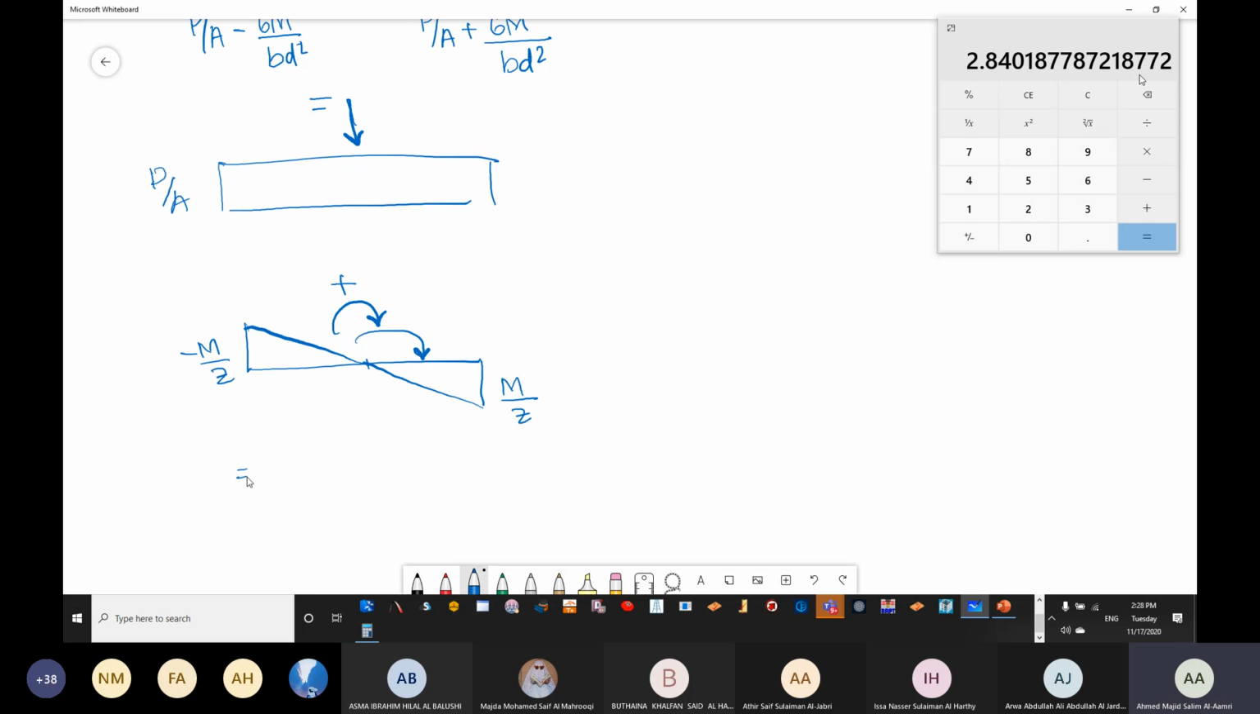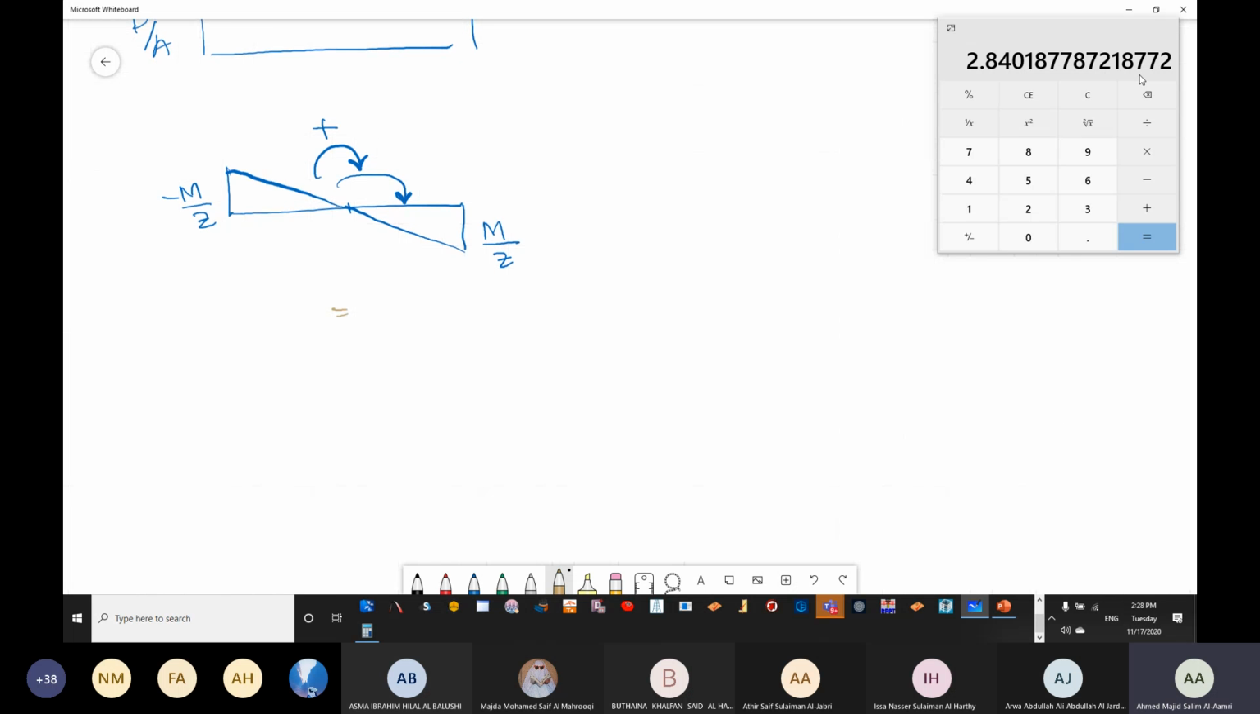Now, if we combine both of these, then we are going to have this shape, where this point is P over A minus M over Z, and this point is P over A plus M over Z.